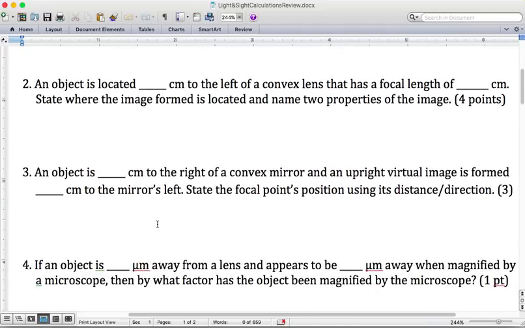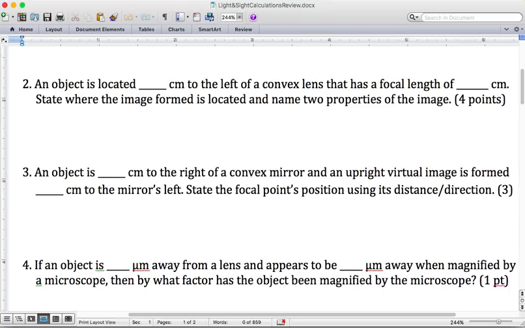All right, so we're going to move on to number 3. An object is blank centimeters to the right of a convex mirror, and an upright virtual image is formed, blank centimeters to the mirror's left. State the focal point's position using its distance and direction. So you need to state where the focal point is, and we need to state how far away it is, or which side it's on relative to the object.